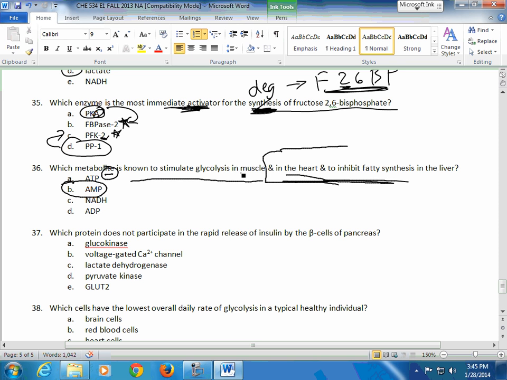Obviously, if you're stimulating glycolysis in the muscle, the heart is a muscle, so that's extra information. And if you're stimulating glycolysis, if you're trying to make ATP, because you have a low energy charge, you're not exactly having extra energy in order to store as fat. So fatty acid synthesis is going to be impaired as well.